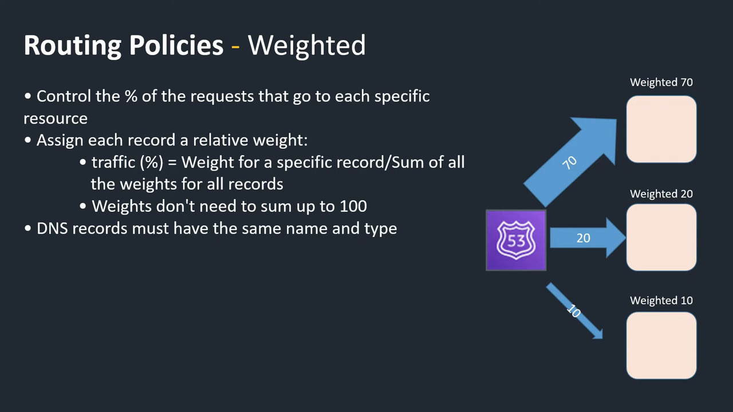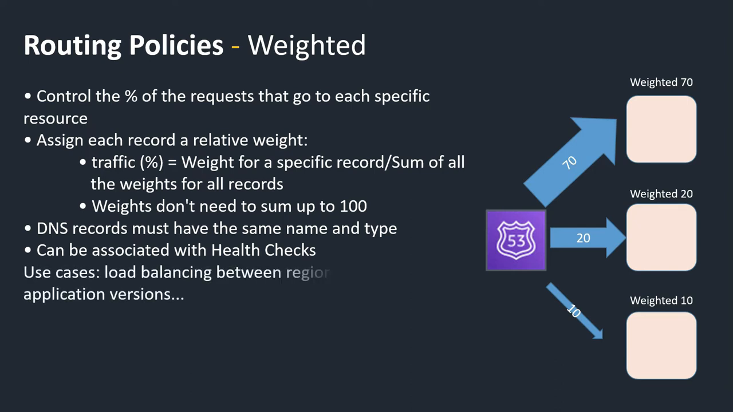and you can associate them with health checks. Although we have not seen what health checks are yet, we will have a look at them very soon. Now the use cases for the weighted routing policy are pretty obvious: to do, for example, load balancing, maybe across different regions, or to test a new application version by sending a small amount of traffic to it, and so on.